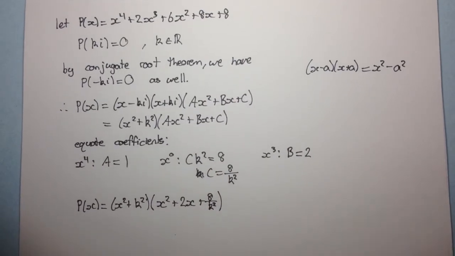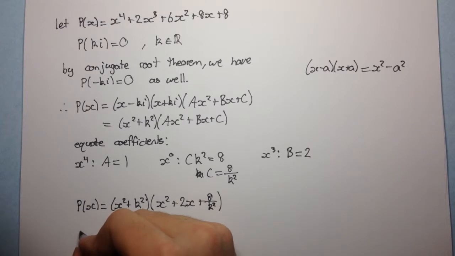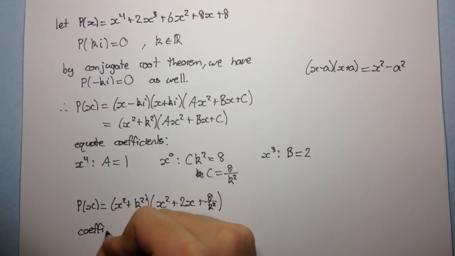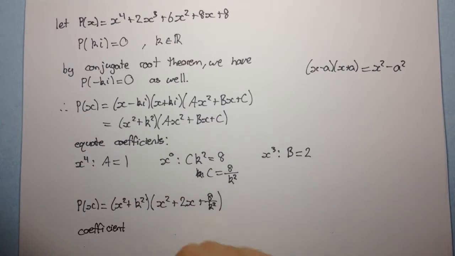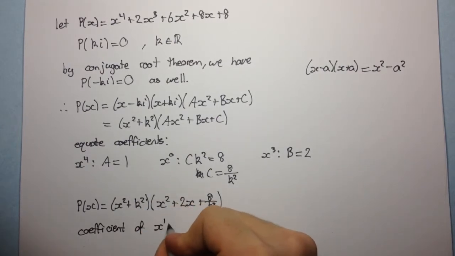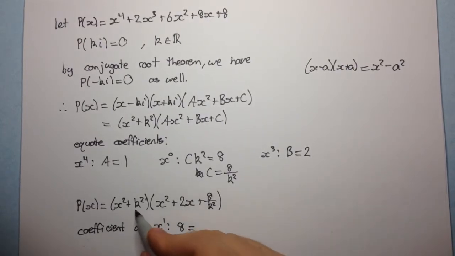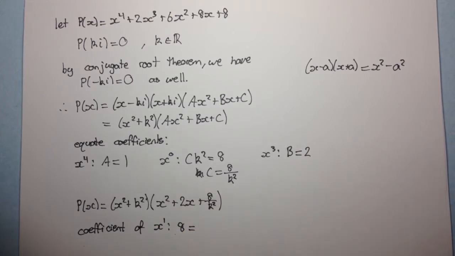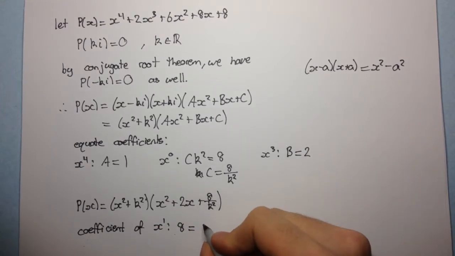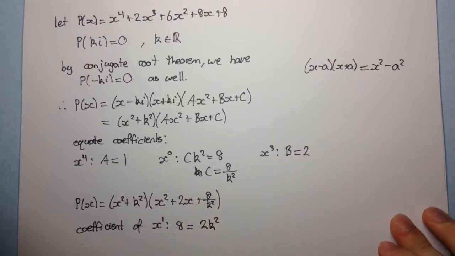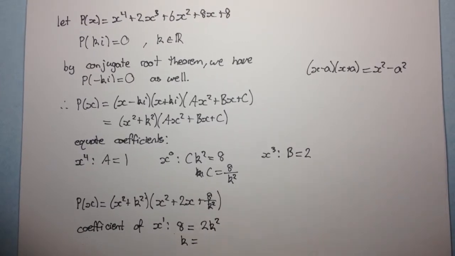Now let's consider the coefficient of x to the power 1. So the coefficient of x to the power 1, well here it's 8. How do we get x to the power 1 from here? That's by multiplying 2x by k squared, and that's the only way we can get it, so we only have one term, so the coefficient for that would be 2k squared. Right? And so this gives us that k is equal to plus or minus 2.